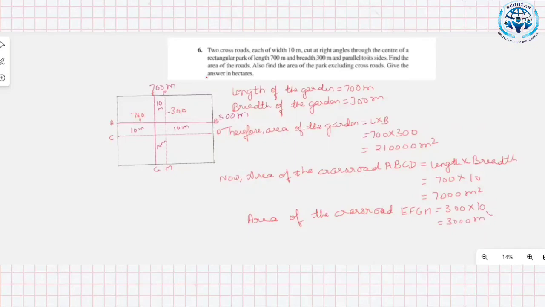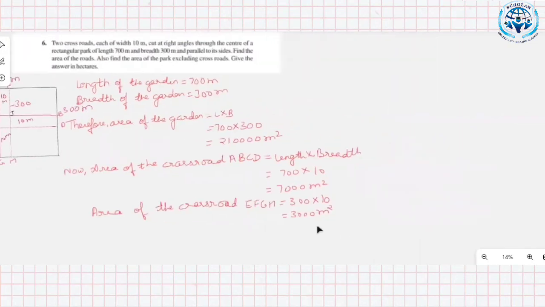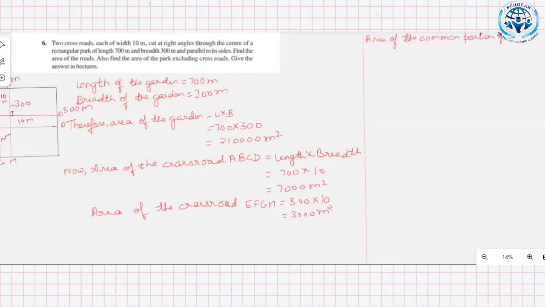Now the common area is IJKL. We will find the area. It is a square of side 10 meter. So the area of IJKL square is side square, that means 10 square. That is 100 meter square.